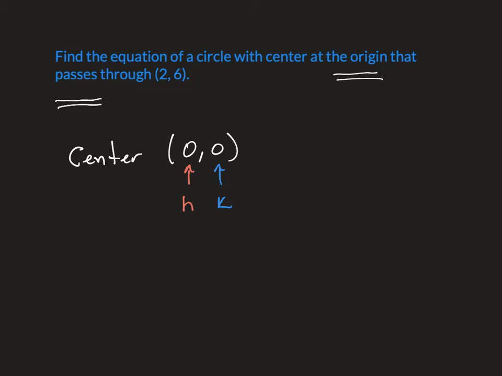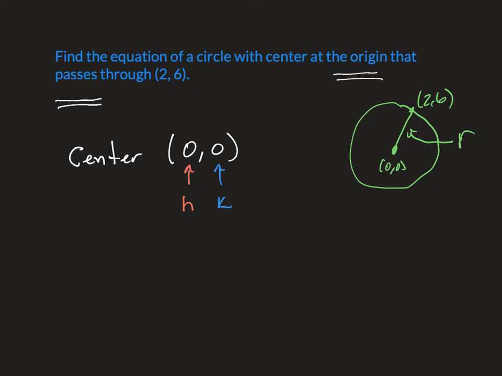Let me just draw a quick sketch of what I mean here. Here's the circle. Pretend that's a circle. This is (0, 0), the center. And then there's some point (2, 6) out here that is on the circle. I need to find out how long this segment is so I can find the value of r. To do that, we'll need the distance formula, or we could just use the Pythagorean theorem, which is basically another version of the distance formula.